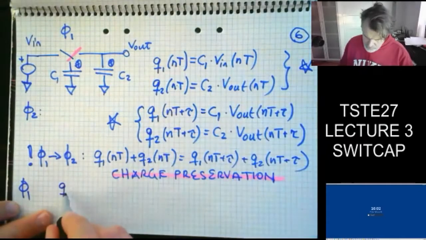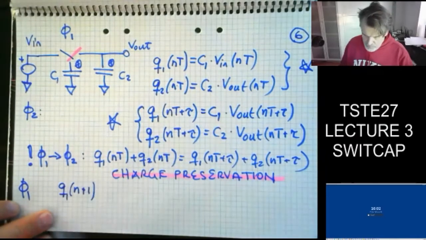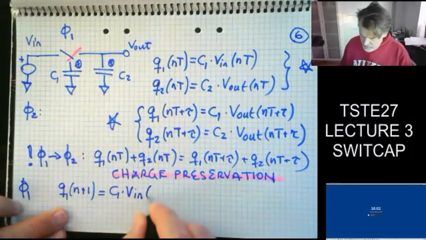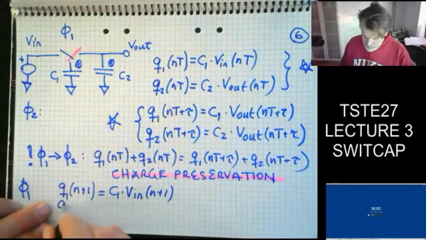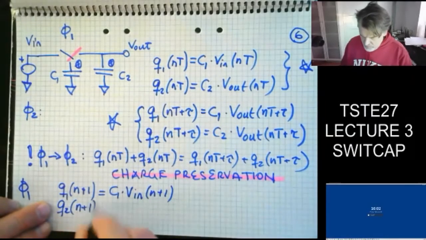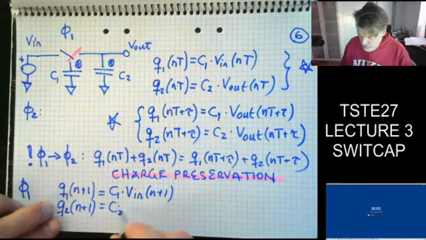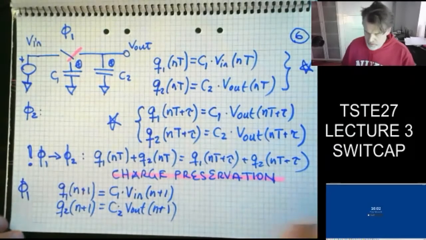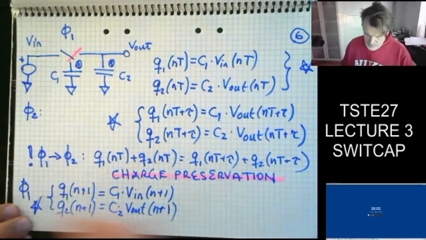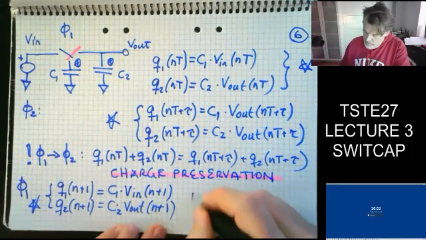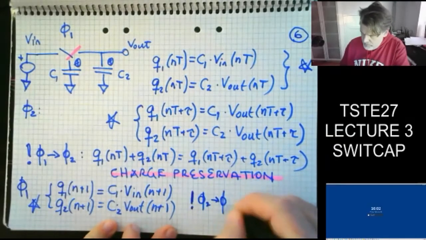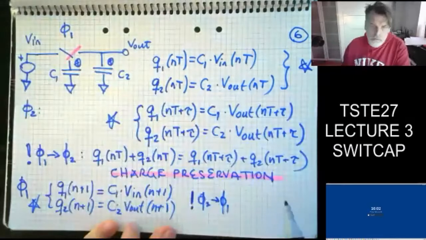So I'm just going to type Q1, and now I type it this way, n plus 1 is equal to C1 times V in of n plus 1, and Q2 of n plus 1 is equal to C2 times V out of n plus 1. And what charge preservation do I have? So that's just my observations star. And preservation phi 2 to phi 1 when I switch back.